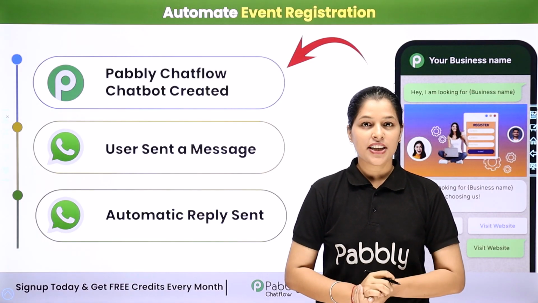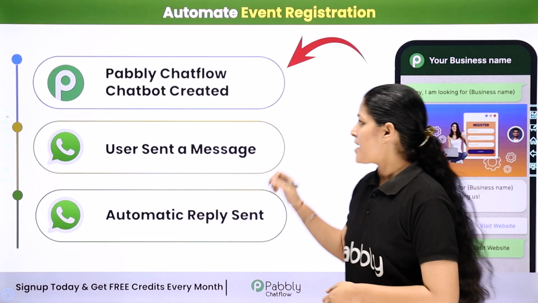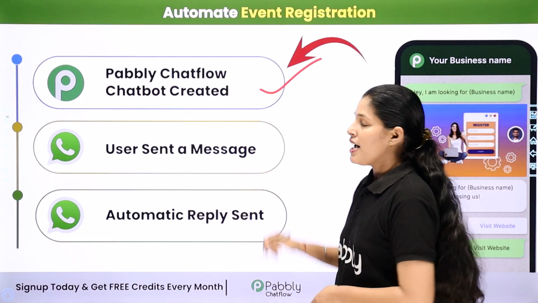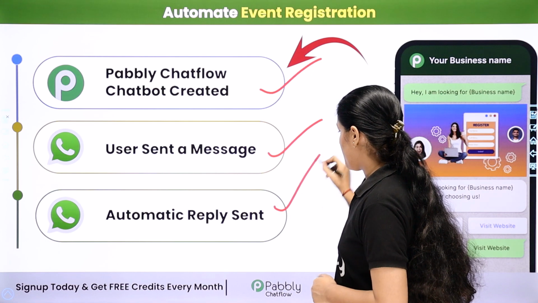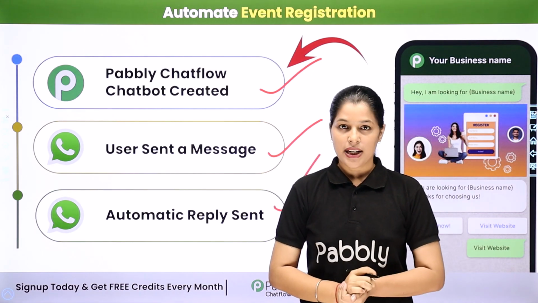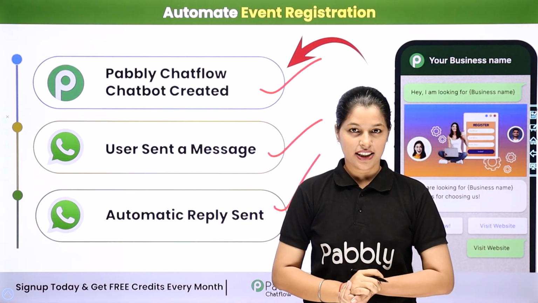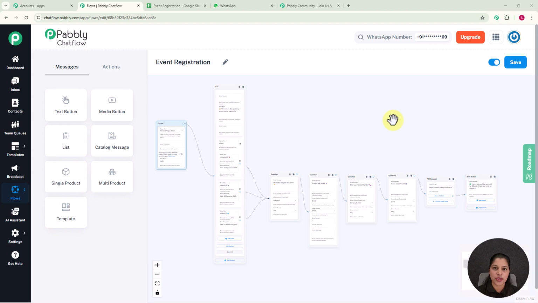Firstly, in this video we are going to create a WhatsApp chatbot using Pabbly Chatflow. Now if a user sends a message, an automatic reply will be sent to them. So if you also want to build this automation, then let me take you to my screen. Welcome to my screen. In this video we are going to learn how to automate event registration, and we are going to do this by creating a WhatsApp chatbot using Pabbly Chatflow.